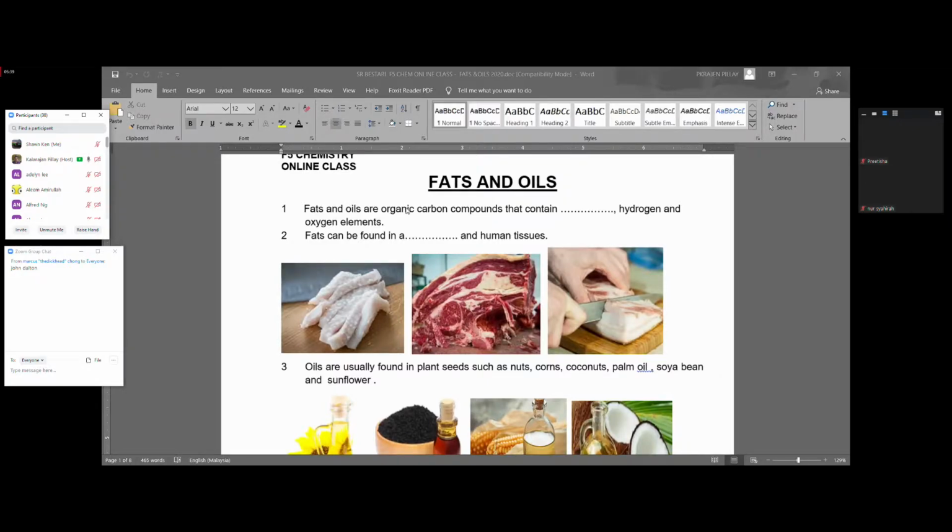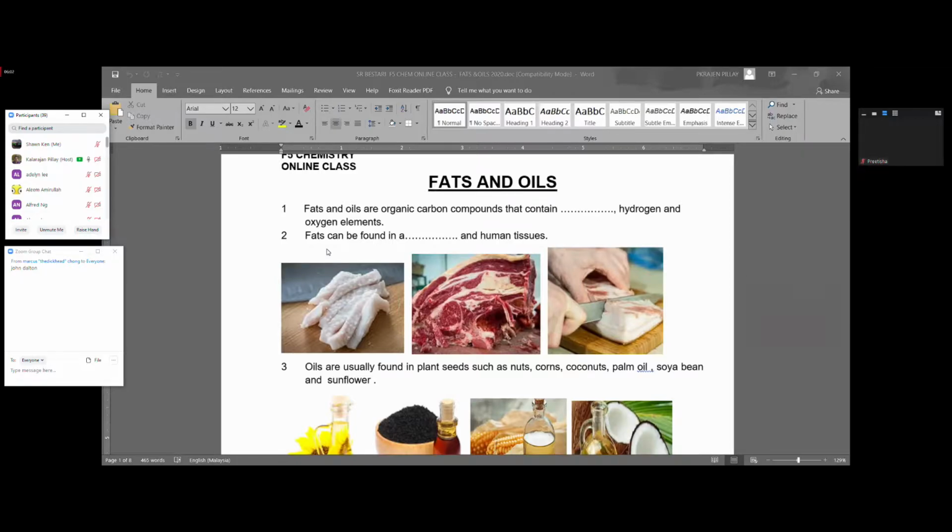Fats and oils are organic carbon compounds that contain, put down, carbon, hydrogen, and oxygen elements. Fats and oils are organic carbon compounds. So this is our syllabus, that contain carbon, hydrogen, and oxygen elements. We know that in bio we learn.